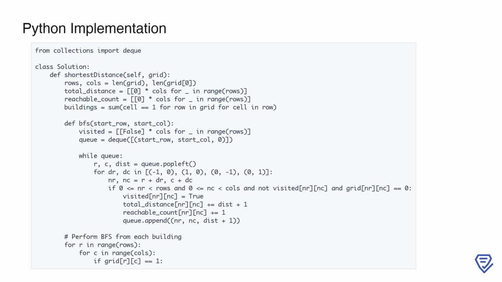This function uses a queue to explore neighboring cells, tracking their distances from the starting point. For every valid neighbor that is an empty land cell, we update the total_distance and reachable_count matrices, and mark the cell as visited to prevent reprocessing. After updating the necessary matrices, the cell is added to the queue to continue exploring its neighbors. This ensures that we propagate distances level by level from the current building. Finally, we initiate the BFS process for each building in the grid. If a cell is identified as a building, we call the BFS function on it to calculate its contribution to the total_distance and reachable_count matrices.